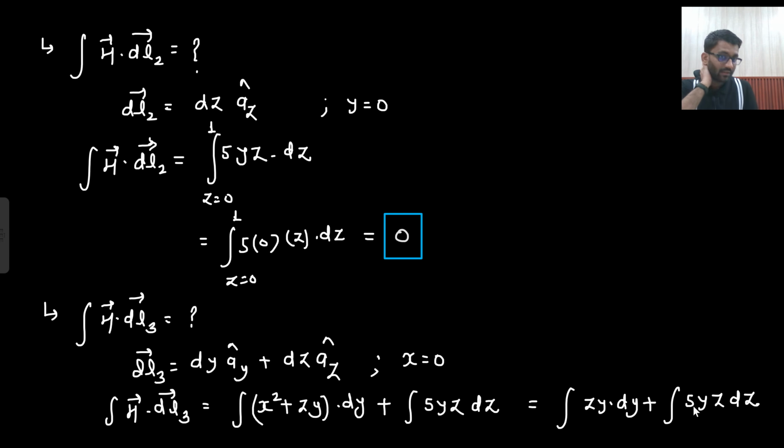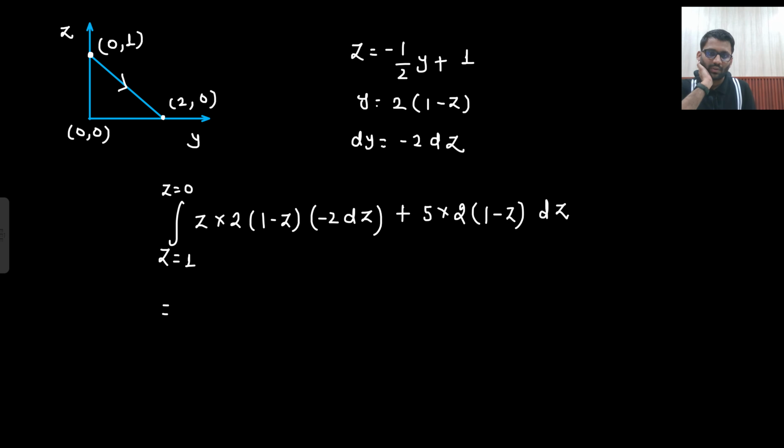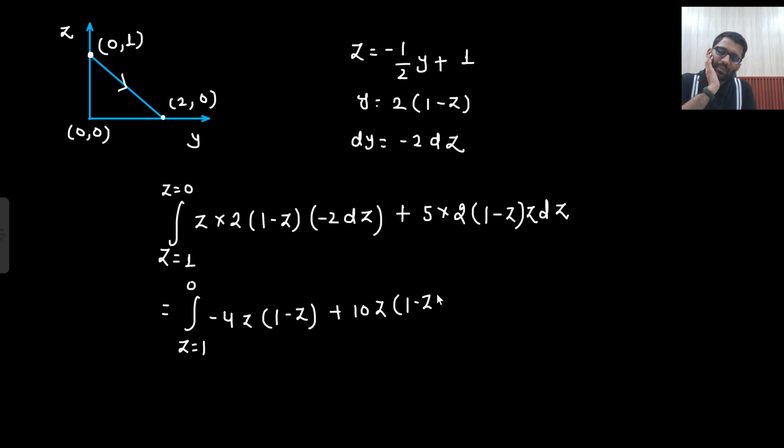Did I forget anything? 5, 2 into 1 minus z, and then z is also there, no? Z is also there. Okay. So z goes from 1 to 0. So this is becoming minus 4z into 1 minus z plus tan z into 1 minus z, dz, z from 1 to 0. This is tan z into 1 minus z. This is minus 4z into 1 minus z. So it will become 6z into 1 minus z into dz.